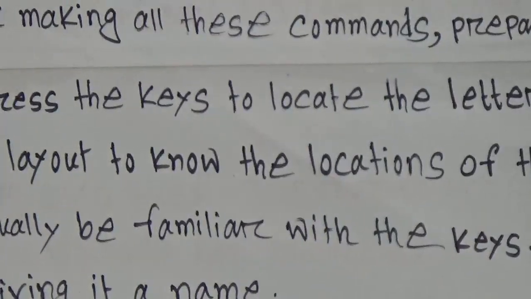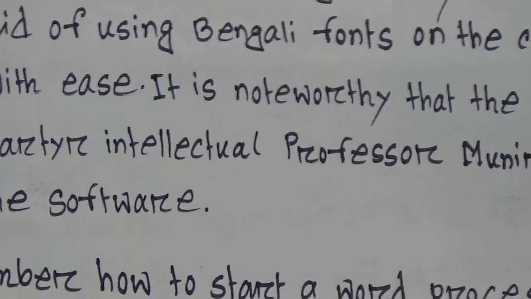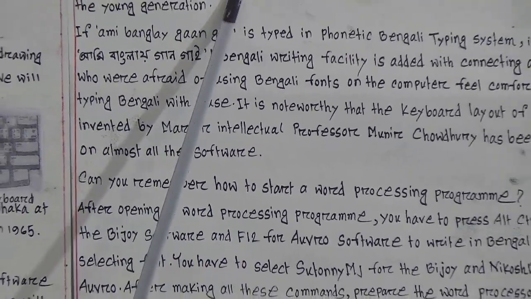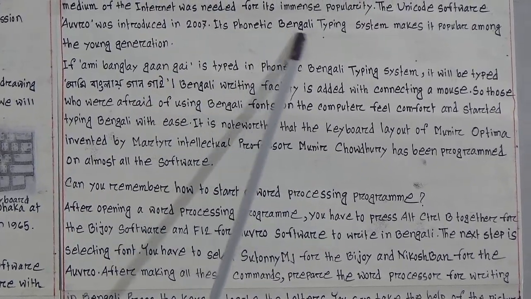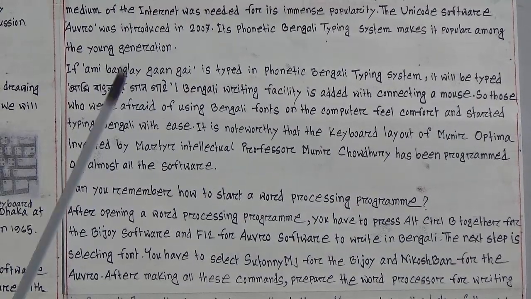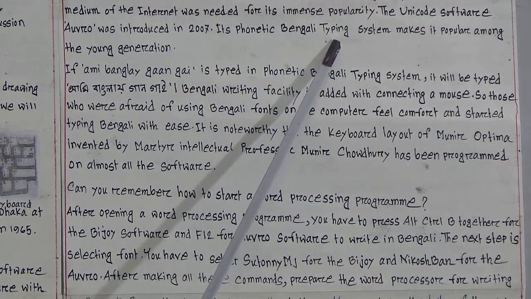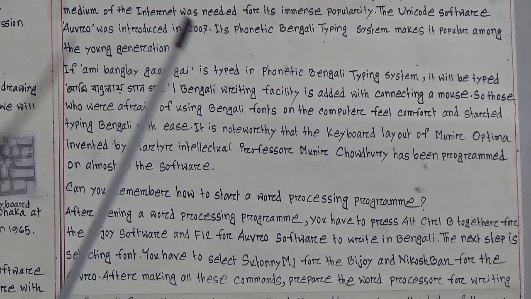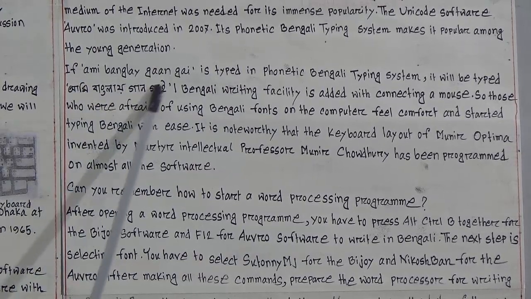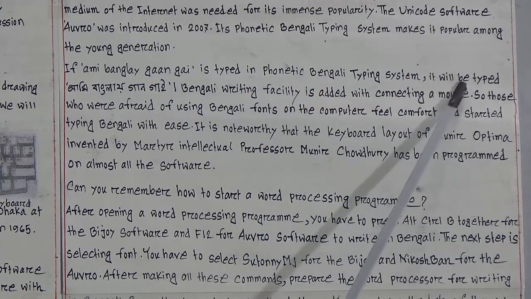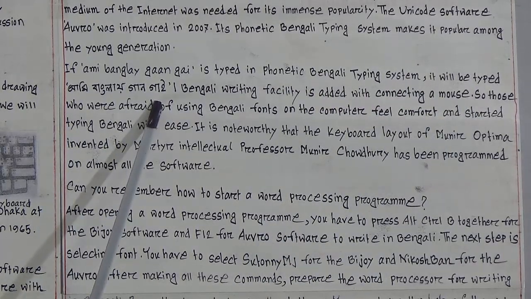Now we have got another piece of information that Unicode software Abul was introduced in 2007. That means the name of the Unicode software is Abul and it was introduced in 2007. Its phonetic Bengali typing system makes it popular among the young generation. That means for the phonetic Bengali typing, Abul has got much popularity among the young generation. If Ami Banglaye Gan Gai is typed in the phonetic Bengali typing system, it will be typed Ami Banglaye Gan Gai.